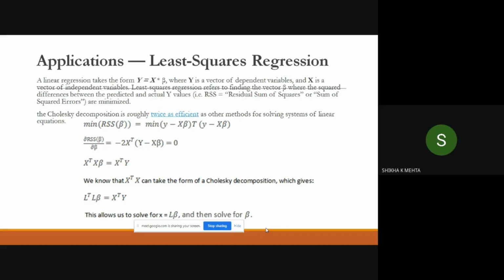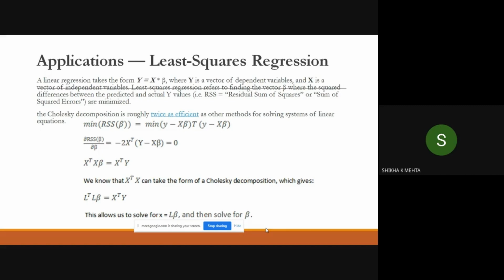And you have to understand why we are studying the Cholesky decomposition and SVD, because they are roughly twice as efficient as other methods for solving linear equations. So the Cholesky decomposition is far better than your LU decomposition, and similarly your SVD is also better than your LU decomposition for solving linear equations.